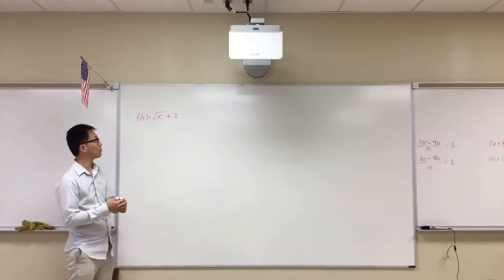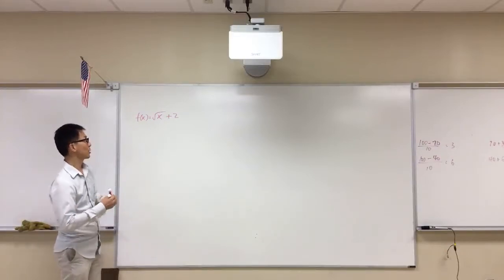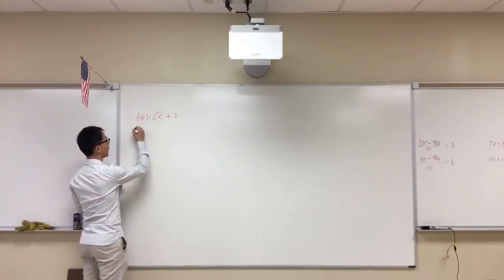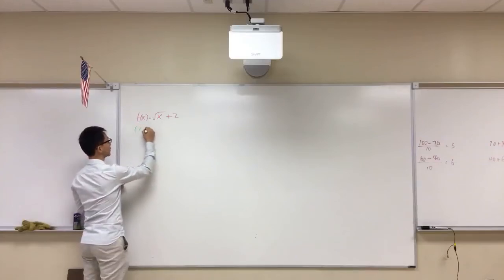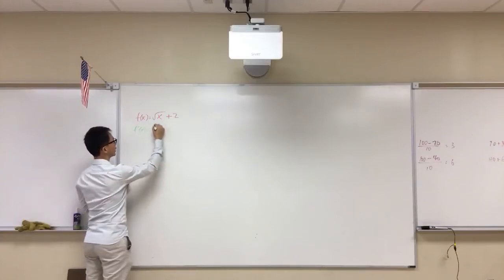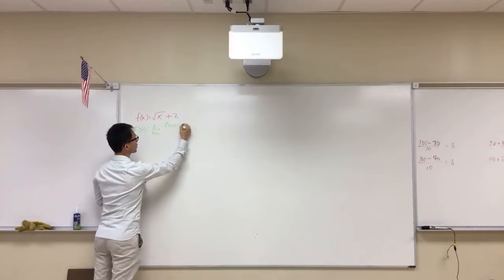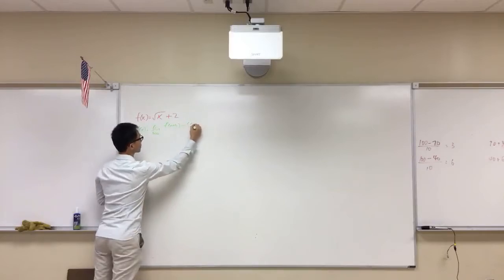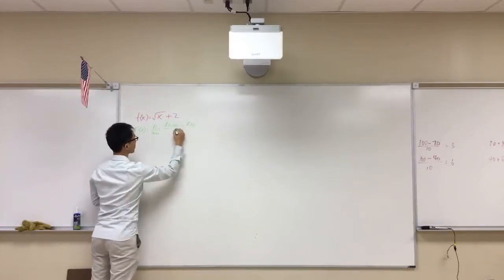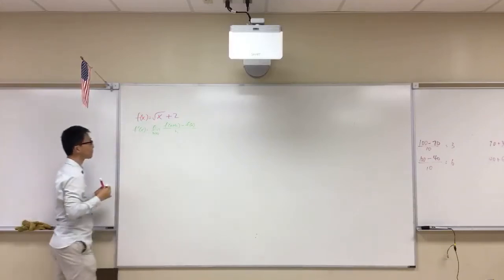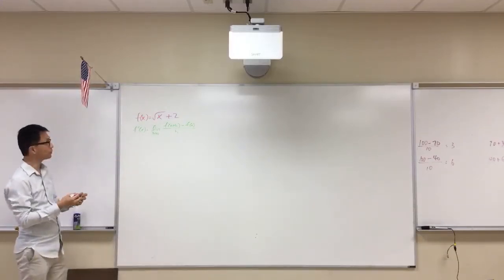So let's remember what is the definition of a derivative. So f prime of x is equal to what? Limit h approach 0 of f of x plus h minus f of x over h. Okay? So that is my thing.